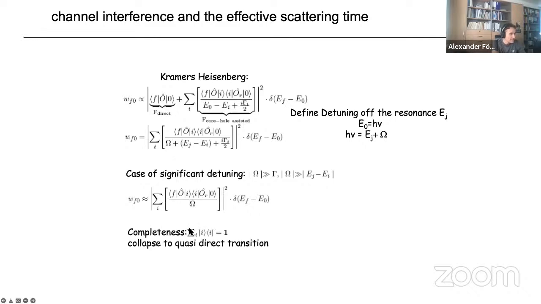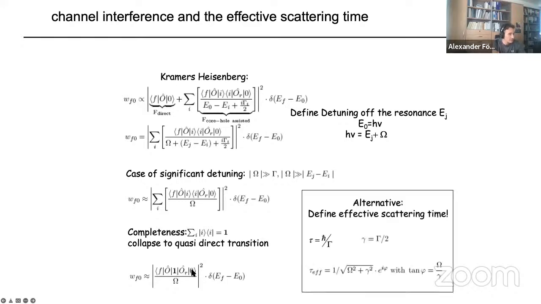That's nice, because in that thing, this summation here, you can pull out, and you will remember the summation over all intermediate states becomes the completeness relation, which is like unity. And therefore, all of a sudden, we have in the scattering equation what we call a collapse to a quasi-direct transition. This is the single line we are seeing, and all the vibrations appear to be gone.